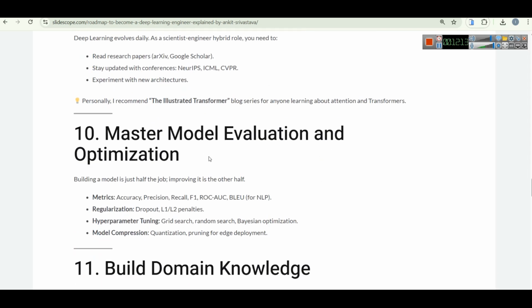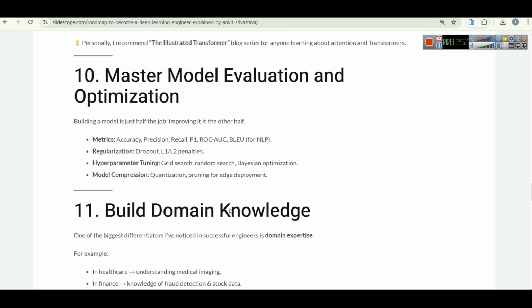Master model evaluation and optimization. Building a model is just half the job. Improving it is the other half. Metrics are accuracy, precision, recall, F1, ROC, AUC, BLEU for NLP. Then regularization, dropout, L1, L2 penalties. Obviously, when you learn them, you will know these terms. Then hyperparameter tuning like grid search, random search, Bayesian optimization, etc. And then you have model compression, that is quantization, pruning for edge deployment.